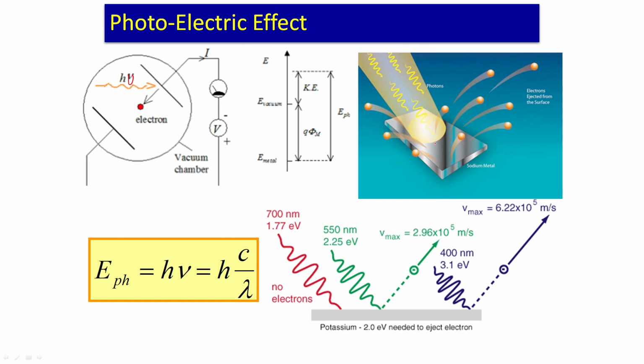You can see here this is potassium, which needs 2 electron volts to eject an electron, because that is the energy by which electrons are bound to the nucleus. So, if you put in 1.77 eV, it will not come out. At 2.25 eV, it will come out at a high velocity. At 3.1 eV, it will come out at a much higher velocity. You can see the velocities given here. That is the photoelectric effect, and it can be easily explained using quantum mechanics.